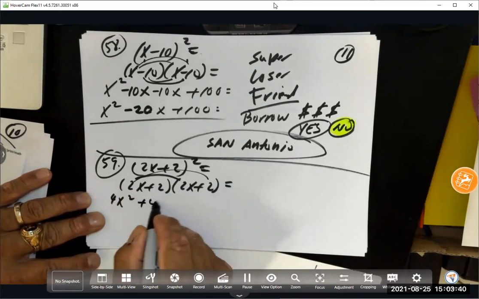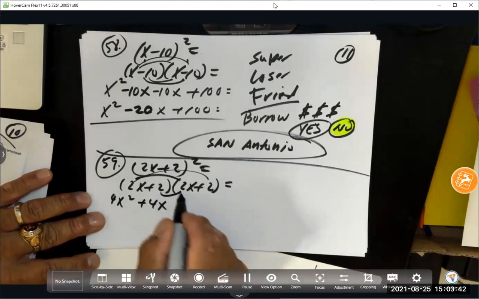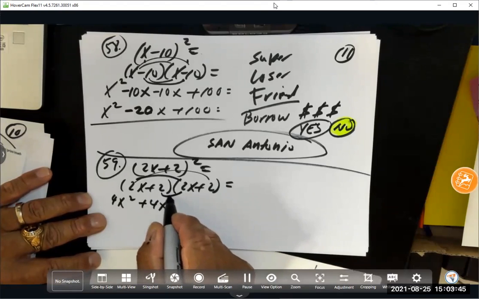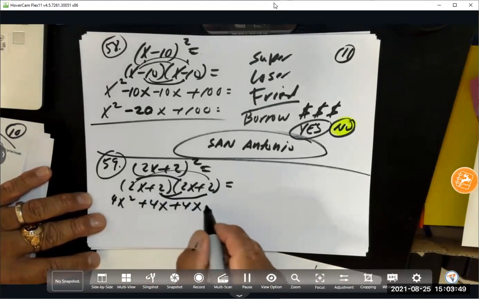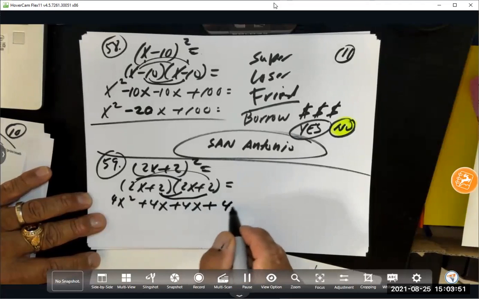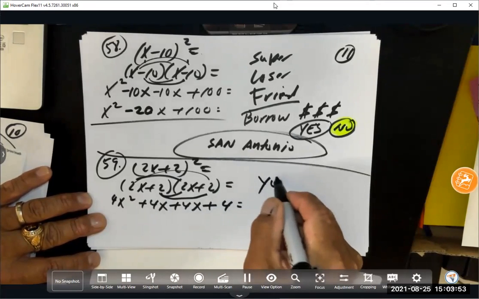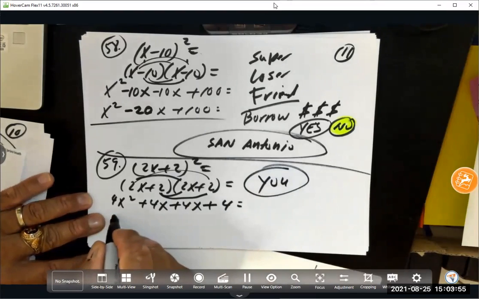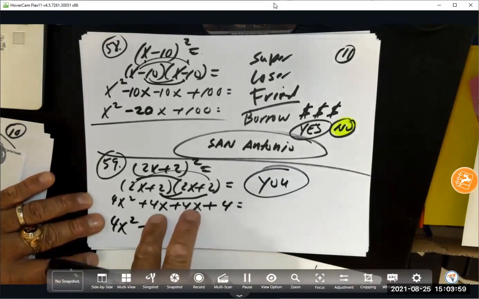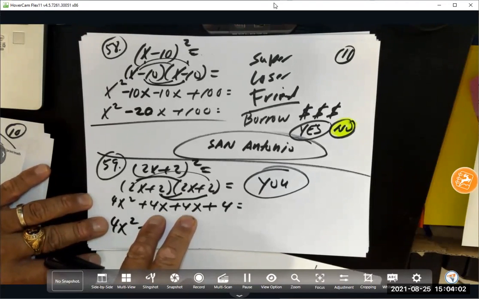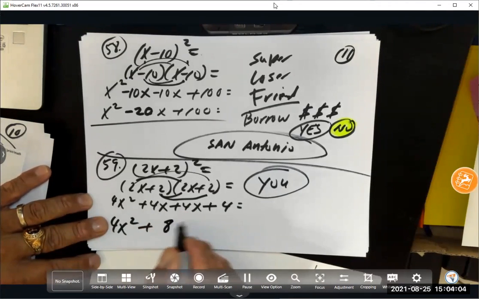4x. What's 2 times 2x? 4x. And the last one. What's a positive 2 times a positive 2? Positive 4. All right, so now this is you. So you won 4,000, and then you won 4,000 more. What is it? 8x. Positive 8x.